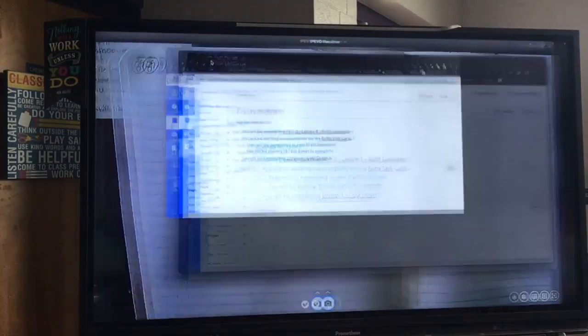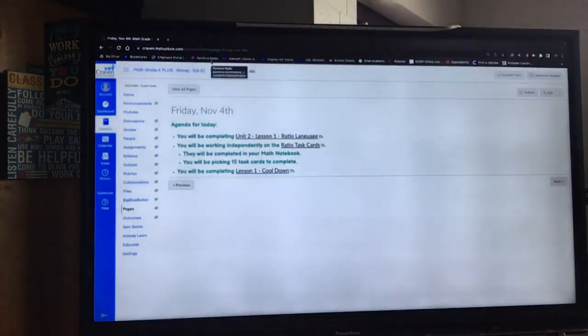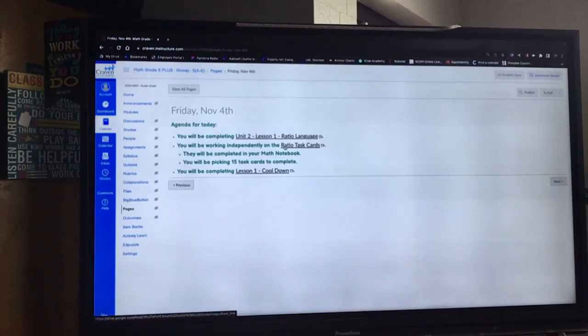Once you're done with your cool down, not before, I'm about to give you this bright piece of paper. You're going to do your cool down, put it into third period, and then log on to Canvas and go to the ratio task cards. It says they will be completed in your notebook. That is the page that we just made.